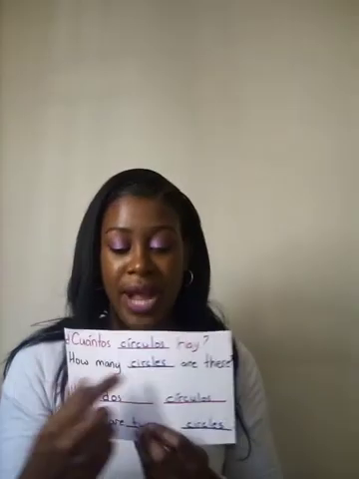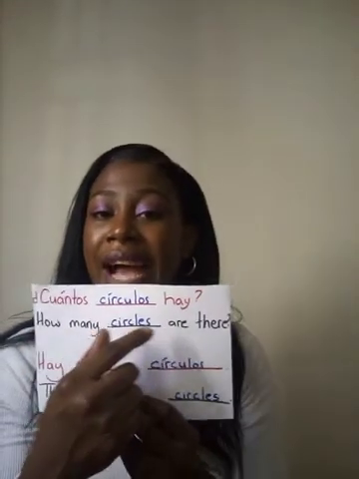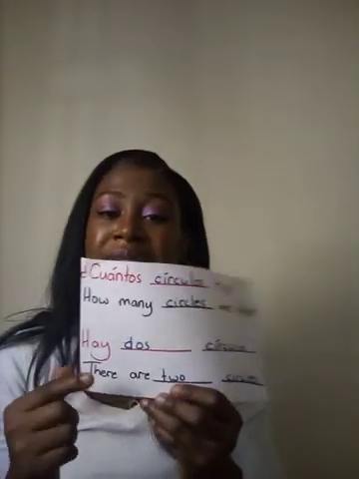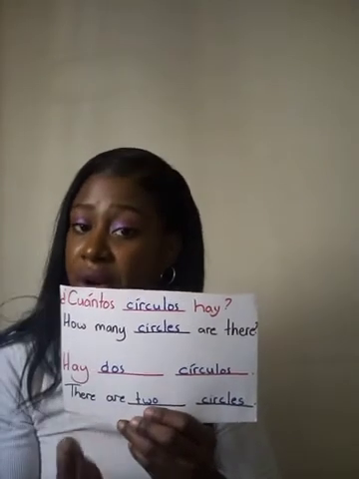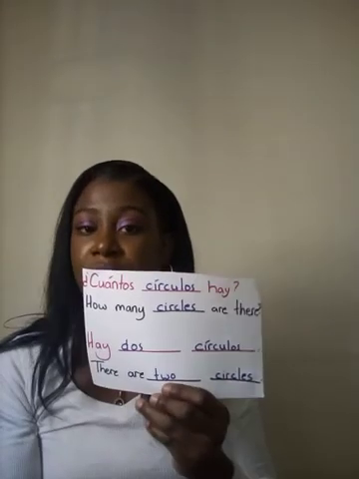To ask how many of an item there are, we would ask cuántos or cuántas, followed by the name of the item we're asking about, then the word hay, which means how many are there. And to answer, we say hay, which means there is or there are, the amount, dos, then the item, círculos. There are 2 circles. Bien?